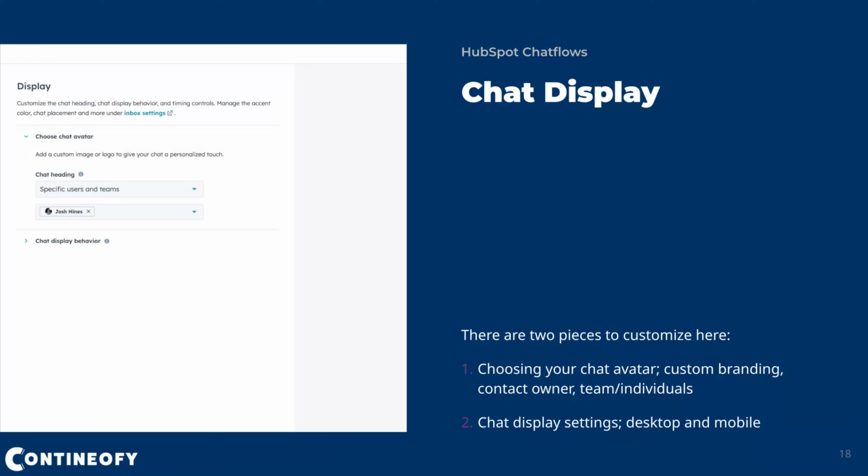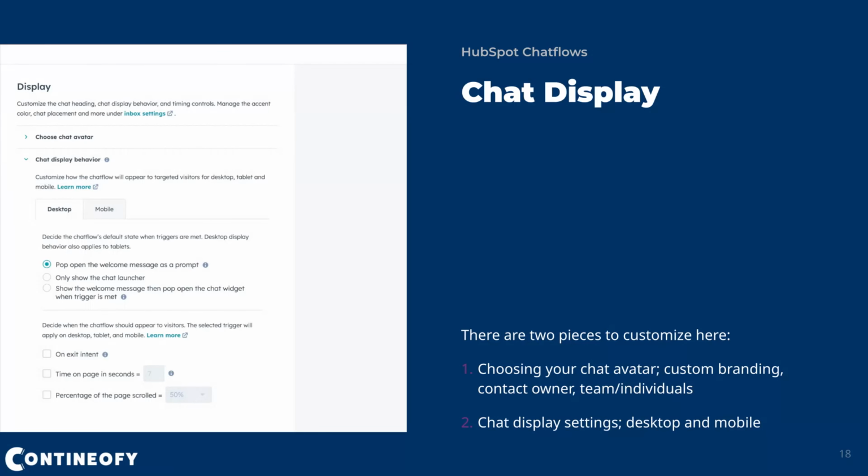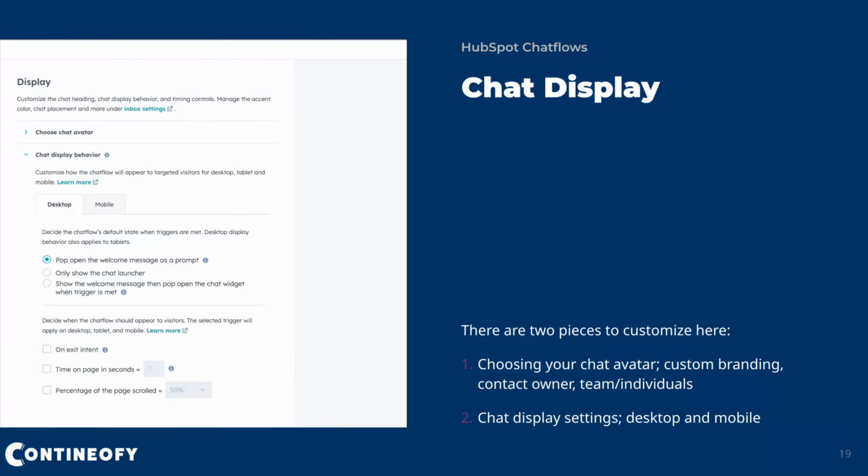If you don't want your sales team in chat, instead of choosing contact owner, just choose specific users and teams and choose your chat manager's team. When it comes to chat display, for desktop, I tend to pop open the message as a prompt so that they can see the leading welcome message. But on mobile, I only show the chat launcher as to not disrupt their view. Now that we've got consent and display out of the way, let's move on to the real ways to increase your chat engagements, better targeting and welcome messaging.